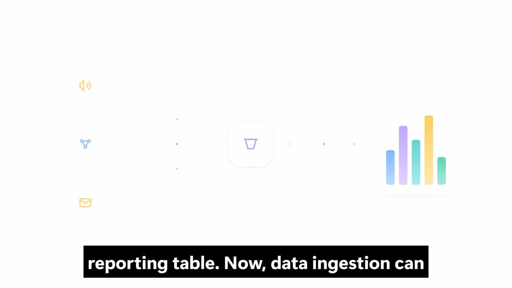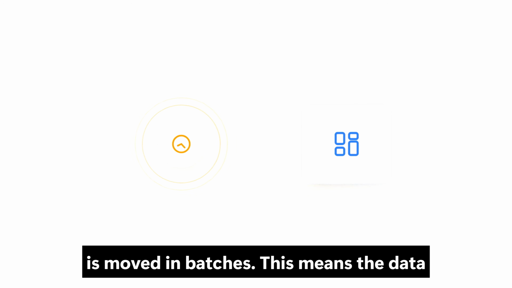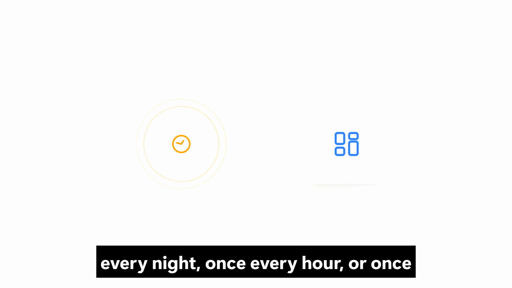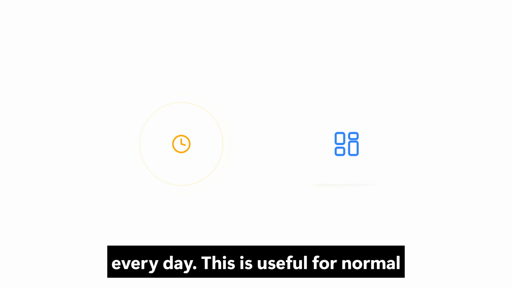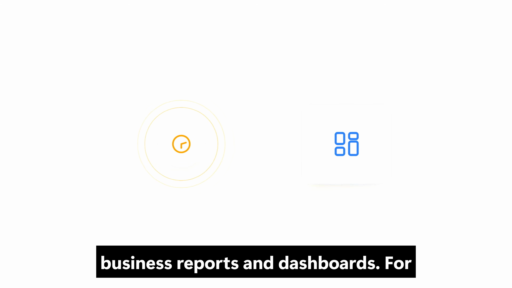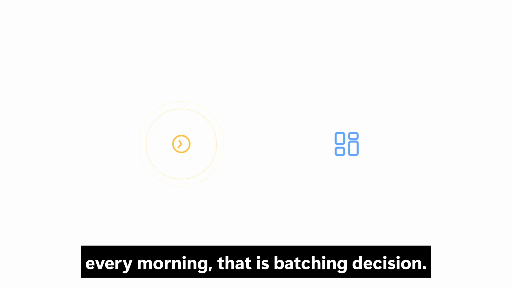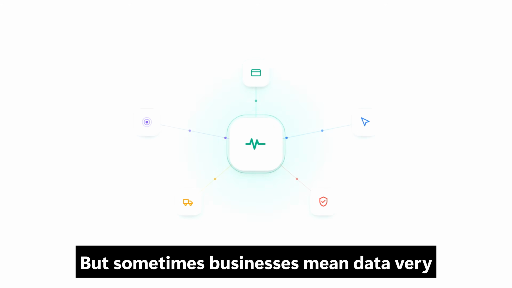Now, data ingestion can happen in different ways. Sometimes data is moved in batches. This means the data moves on a schedule, for example, once every night, once every hour, or once every day. This is useful for normal business reports and dashboards. For example, a sales dashboard may refresh every morning. That is batch ingestion.